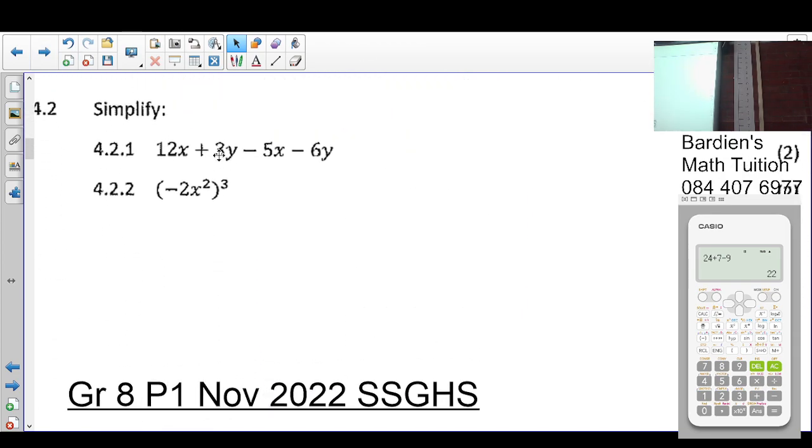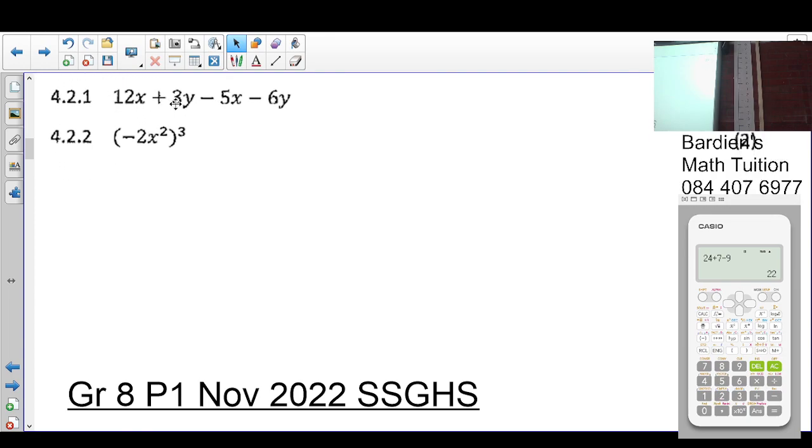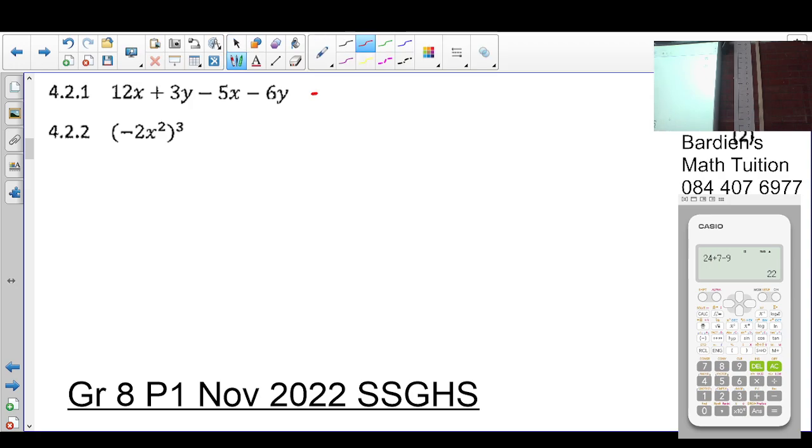4.2.1. Simplify. People, that's just a matter of adding like terms. So 12x and negative 5x is what? 7x. 3y minus 6y is negative 3y. That gives 7x minus 3y. Nice.